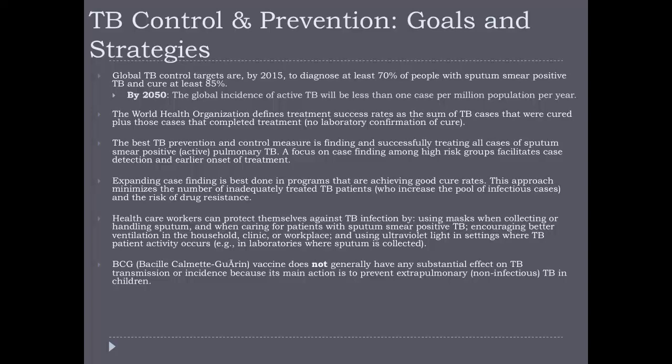The best TB prevention and control measure is finding and successfully treating all cases by sputum smear samples, people that have active pulmonary TB. Expanding the case number is done in programs by achieving good cure rates. This approach minimizes the number of inadequately treated TB patients, making sure that they take their therapies. Using the DOTS method is extremely important. And then healthcare providers can protect themselves against TB infection by using masks and collecting or handling sputum very carefully. So proper laboratory technique is another strategy in educating healthcare workers on that. The BCG, they need to develop a better one. We left it at that.